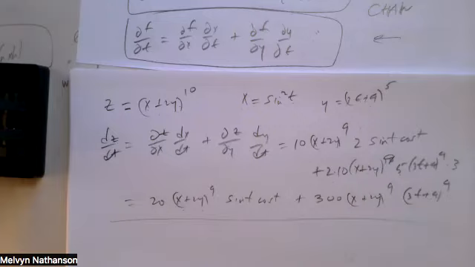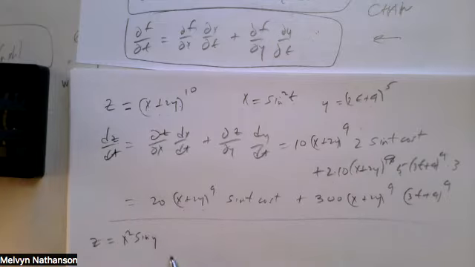What about the case where you have a function of x and y, and each of x and y is a function of s and t? So suppose we have, for example, z is x squared sine y, where x is s minus t, and y is t squared.